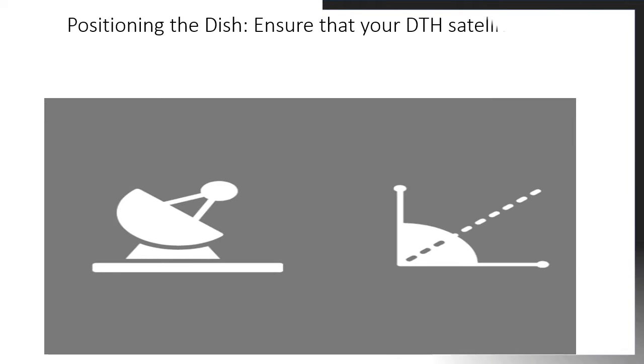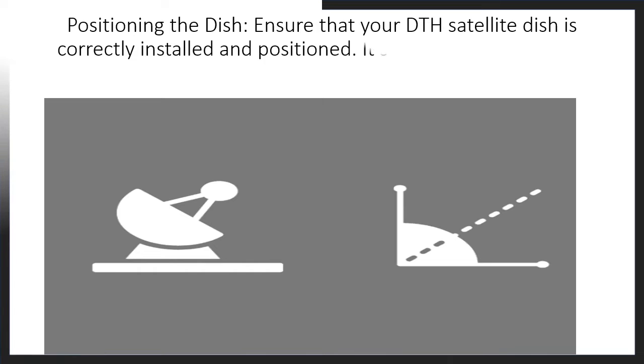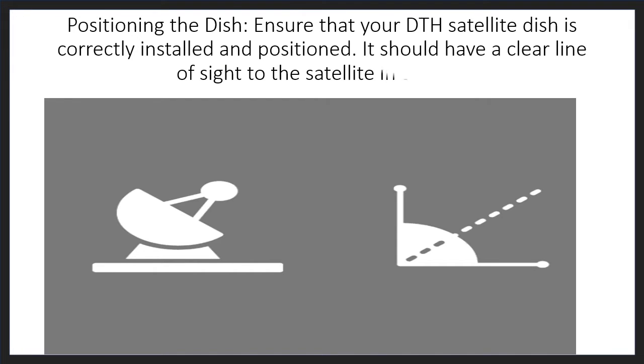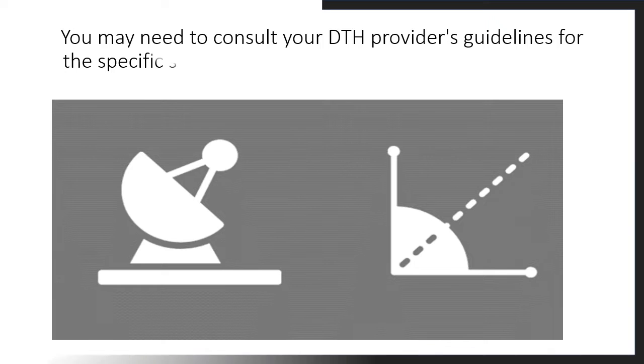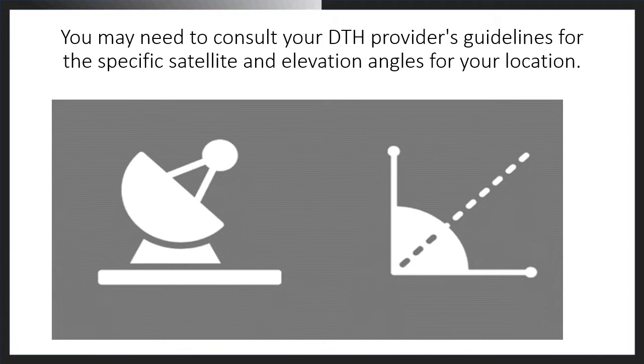Positioning the dish. Ensure that your DTH satellite dish is correctly installed and positioned. It should have a clear line of sight to the satellite in the sky. You may need to consult your DTH provider's guidelines for the specific satellite and elevation angles for your location.